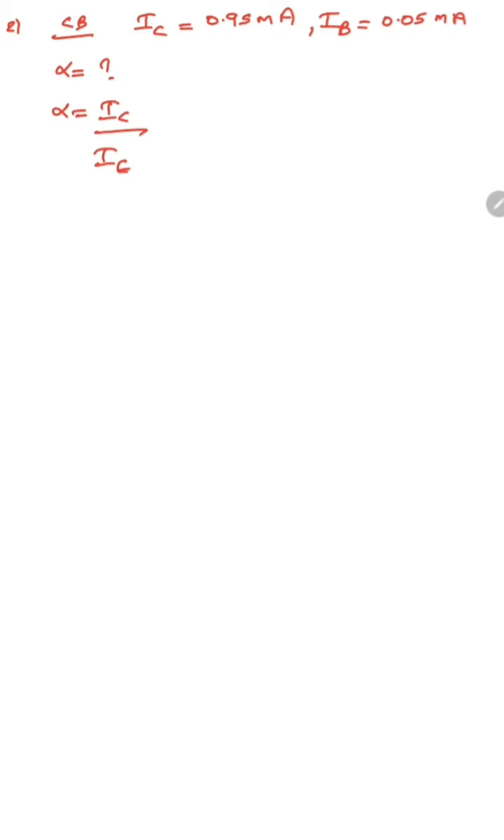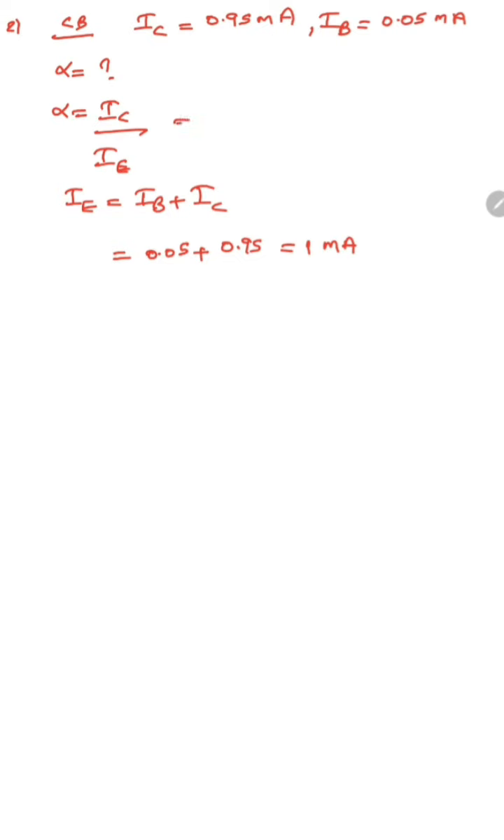Here in a common base connection, we have given IC is equal to 0.95 milliampere and IB is equal to 0.05 milliampere. We need to find alpha. Alpha is equal to IC by IE, but we don't know IE. So IE is equal to IB plus IC. Here IB is 0.05 plus IC is 0.95. Both are in milliamperes, so we will get 1 milliampere.